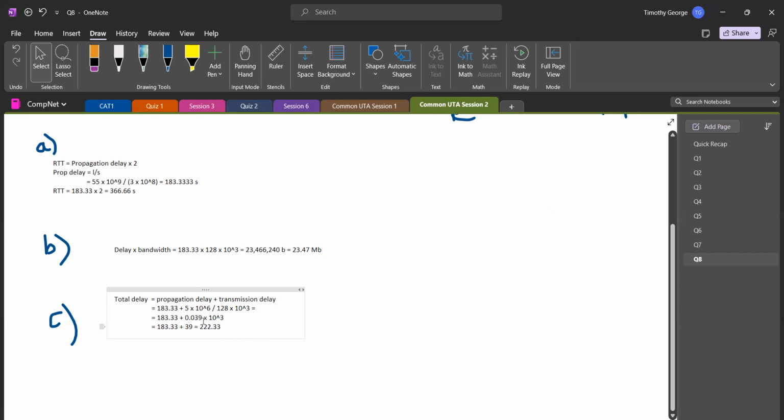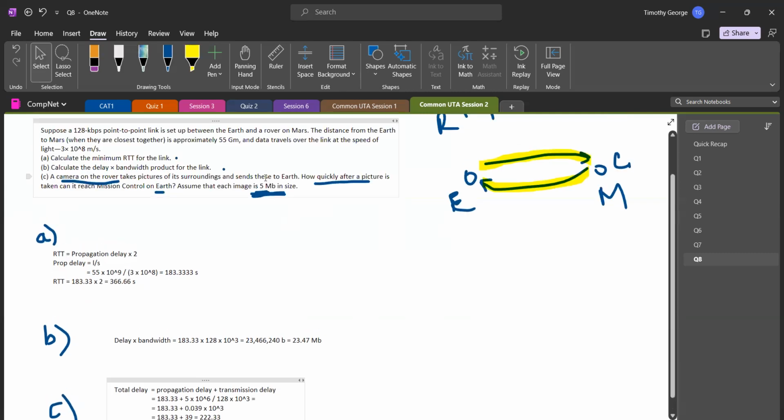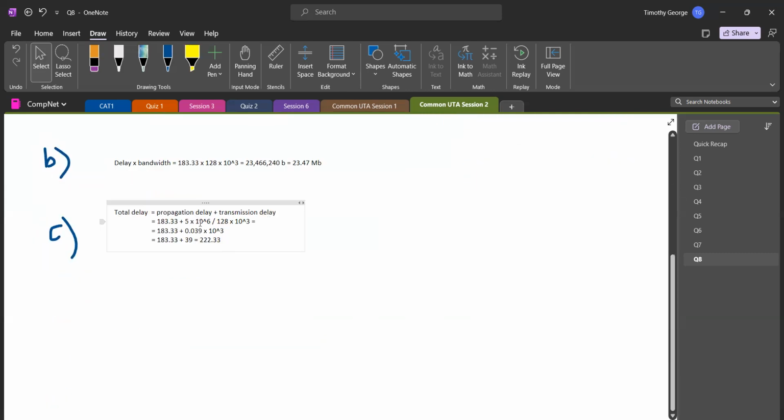Right. I think we have solved this properly. So we had transmission delay, just 5 megabits, yes. We converted that into the total number of bits. We put it divided by bandwidth. We got this, and we added propagation and transmission delay. We got this. Okay, so that was the calculation.